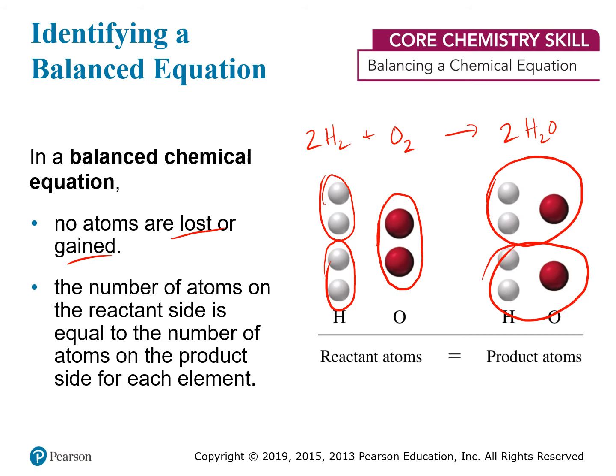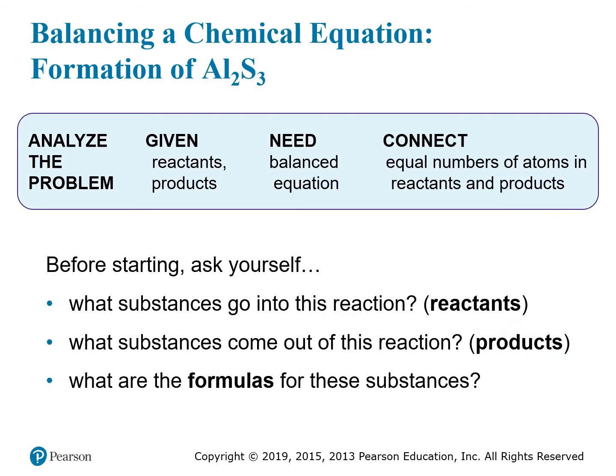By looking at it this way, you can see that this equation is balanced. You had four hydrogen atoms on the left, you still have four hydrogen atoms on the right. You had two oxygen atoms on the left, you still have two oxygen atoms on the right. They're just connected in a different pattern. There's just a different structure to the molecules that they form. So let's start by doing an example.